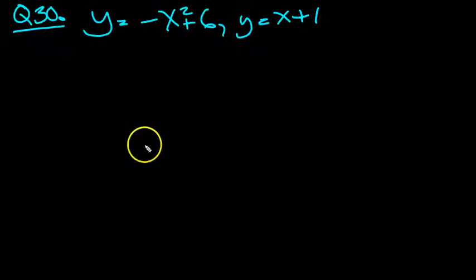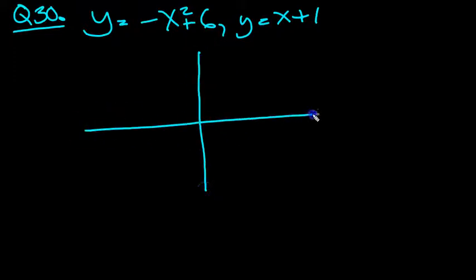Okay guys, let's have a look at 30. We need to sketch these two things, y equals minus x squared plus 6 and y equals x plus 1. So it's a quadratic and a straight line. We need to sketch them and find any points of intersection. So let's do the sketch then.